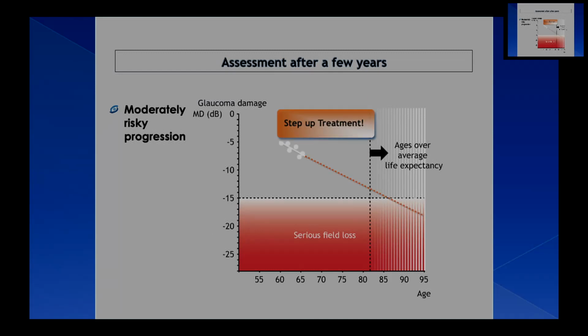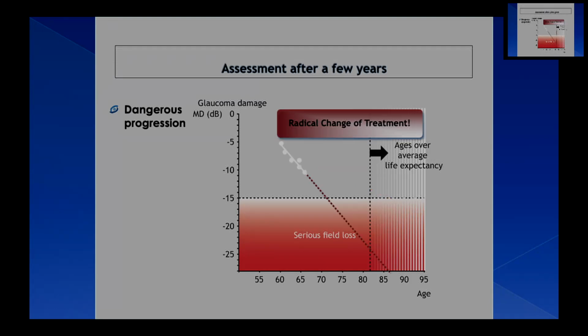If it's a steep rate of progression, the vision is going down, in this case you need to consider stepping up the treatment. But if it's a very steep rate of progression, more than 2 decibel per year, you need to relook at the patient. Maybe you might have missed a closed angle, you might have missed a pseudoexfoliation, maybe there is some serious issue with compliance of the patient. So treat the patient as a new patient, relook at the patient again.